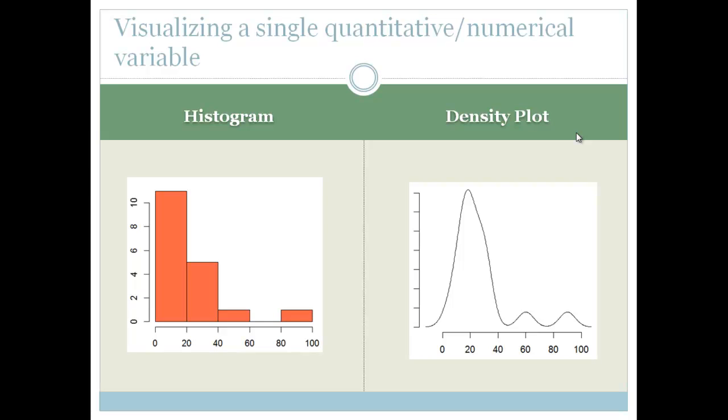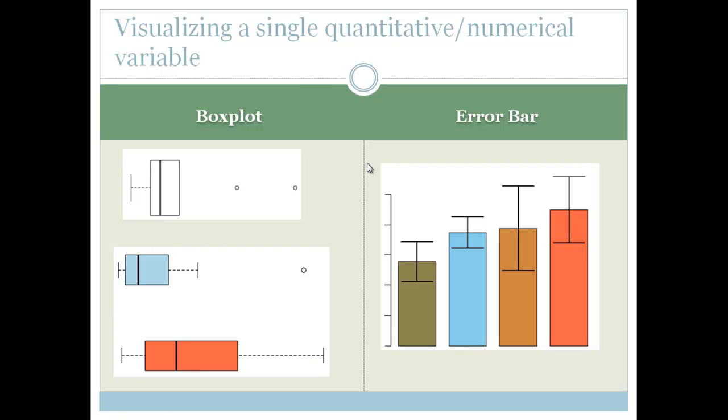But in larger samples, that can make a big difference. And when you have a choice, the density plot tends to be a little bit more accurate depiction of the data that you have.